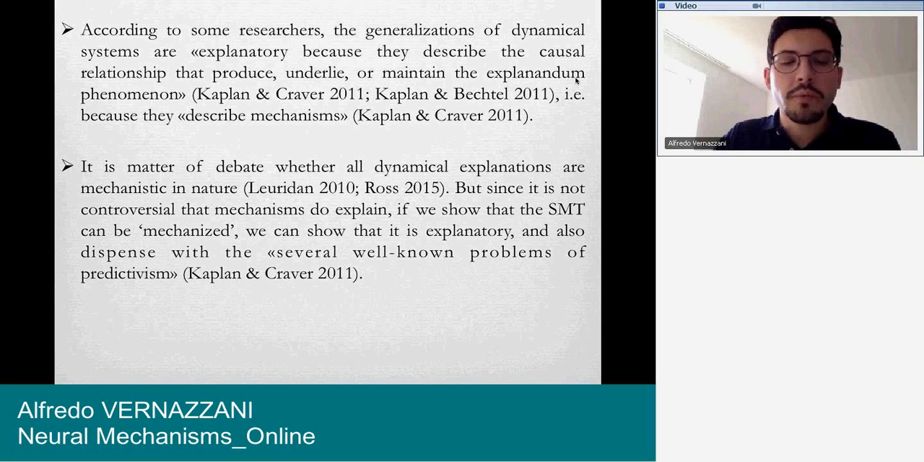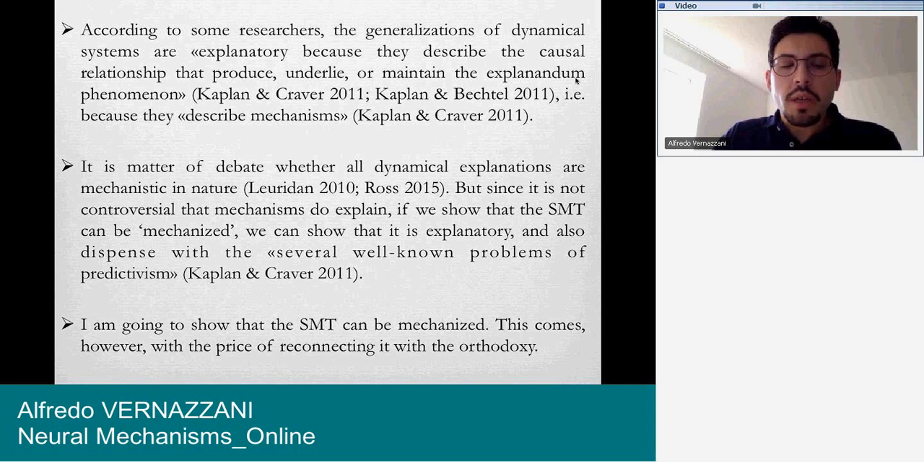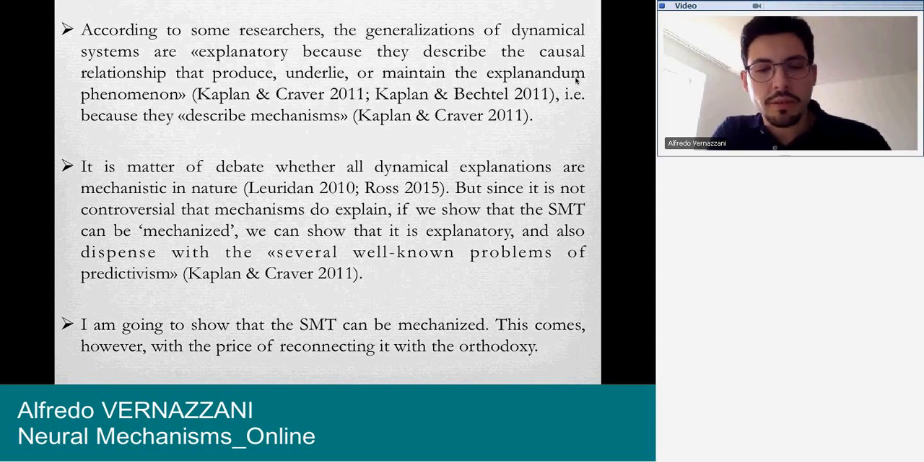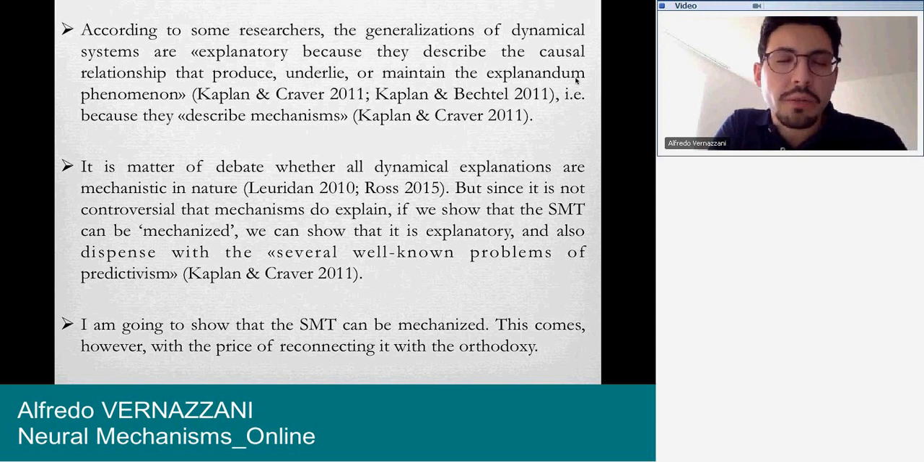Basically, this part is repeating what I've just said, but the point is that if we can show that the sensorimotor theory can be mechanized, upgraded to a mechanistic perspective, then it can just sidestep a number of problems connected with predictivism and covering law explanations. Now, the central part of my claim is that if the sensorimotor theory is compatible with this mechanistic interpretation, then it can be shown that the sensorimotor theory, after all, is not a radical alternative to the orthodoxy. Actually, it can be reconnected with it. That's the price we pay for making the sensorimotor theory explanatory, in a sense.